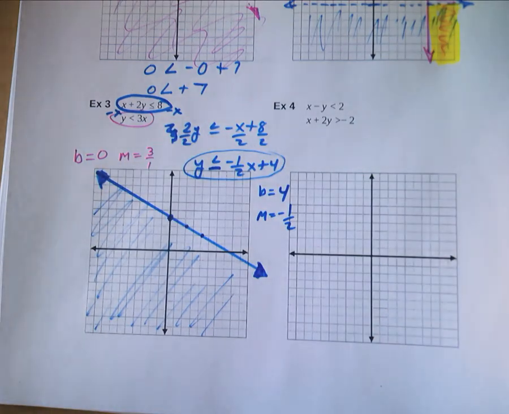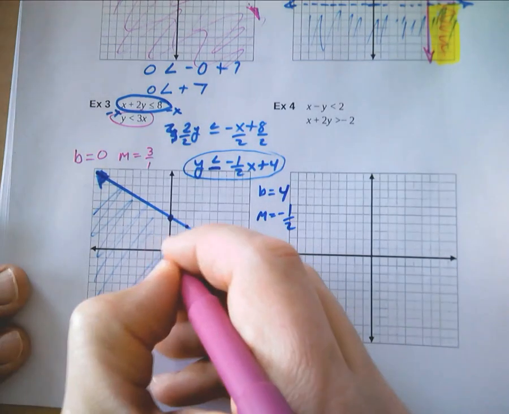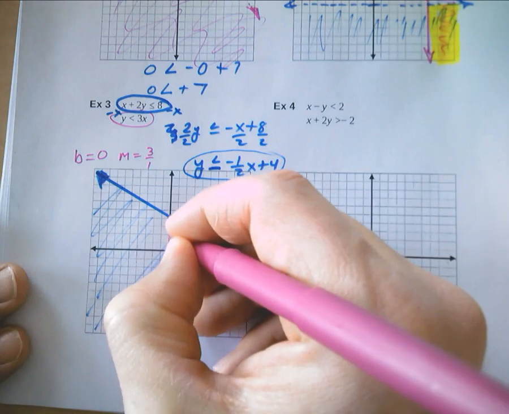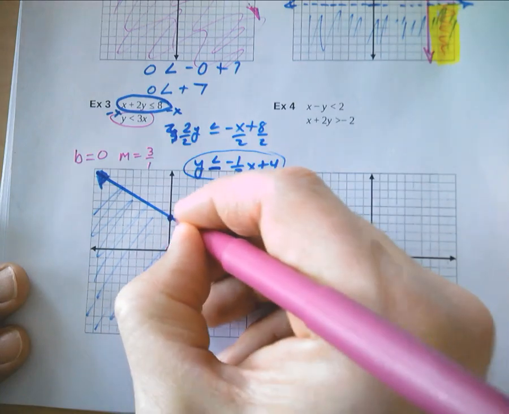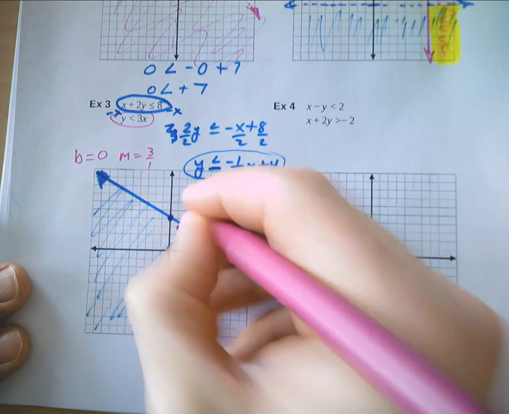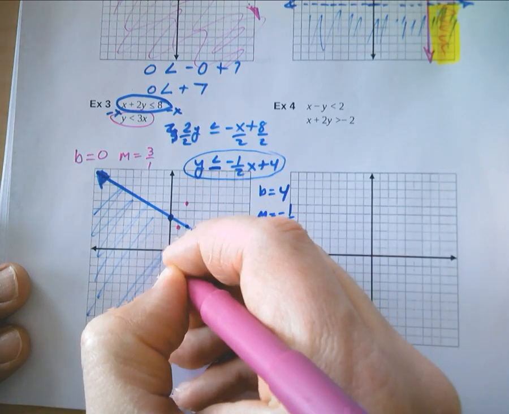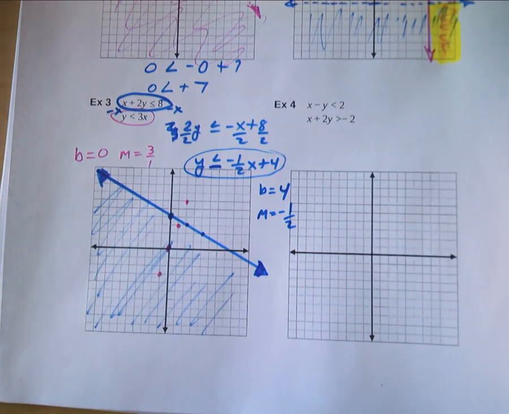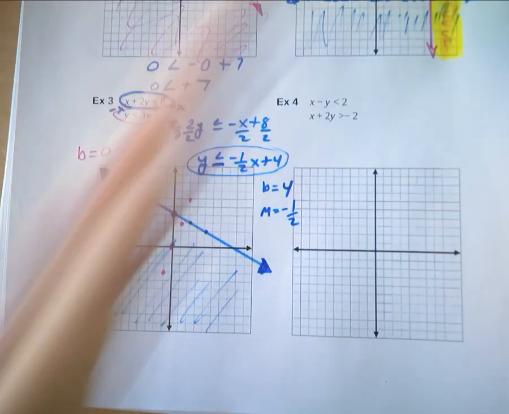So here's 0, right there at the origin where the x and y axis meet. And then we're going to go up 3: 1, 2, 3, over 1. You can also go down 1, 2, 3 and to the left. Down is negative and left is negative. And that way it stays a positive slope. Okay?